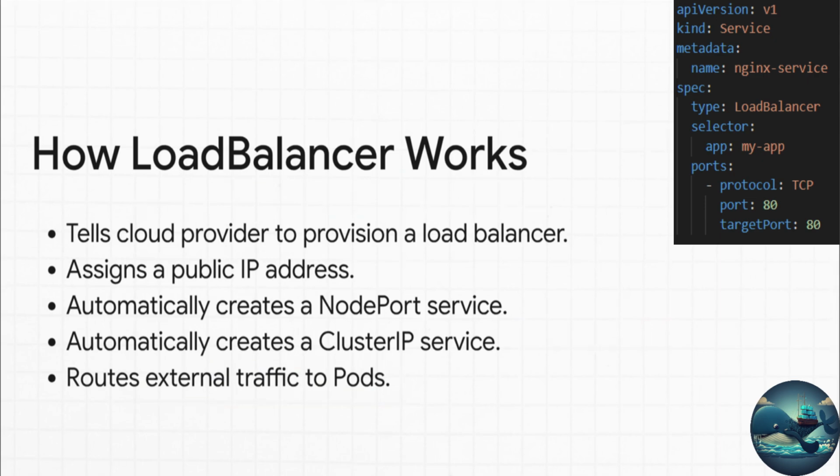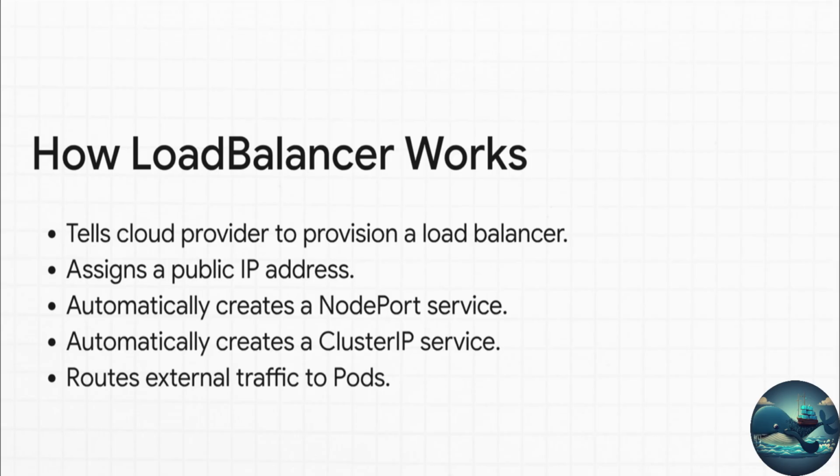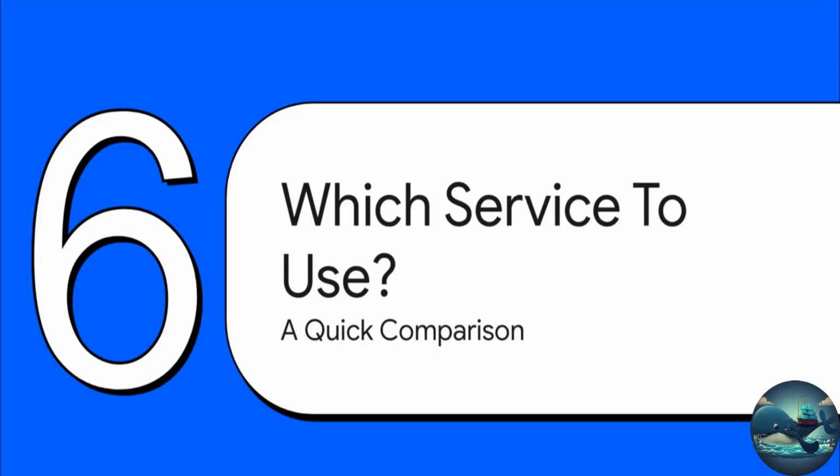That's it. So what kind of voodoo happens when you apply this simple YAML? Well, it's not magic, but it's close. Kubernetes tells your cloud provider, whether it's AWS, GCP, Azure, you name it, to automatically spin up a real external load balancer. This new load balancer gets a public IP and is automatically configured to forward traffic to the NodePort and ClusterIP services that Kubernetes creates for you under the hood. It's the whole package.